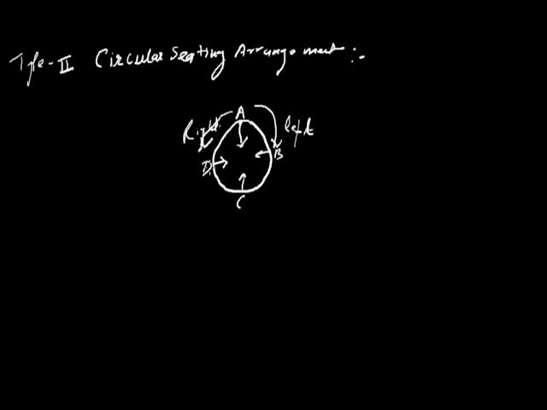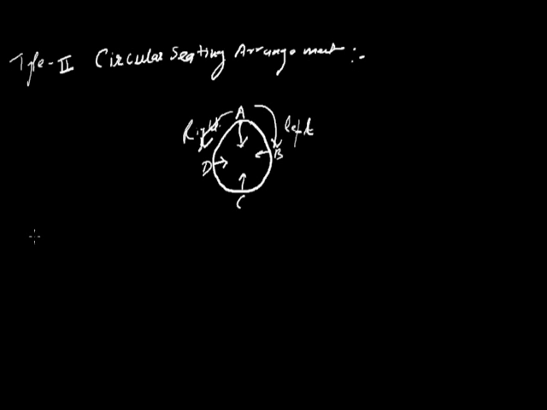So when it is given that different people are sitting around a circular table, then we should consider by default that all of them are facing towards the center, and when they are facing towards the center, we should take the clockwise direction as the left arrangement and the anti-clockwise direction as the right arrangement. Okay, now let's start some examples based on circular position.